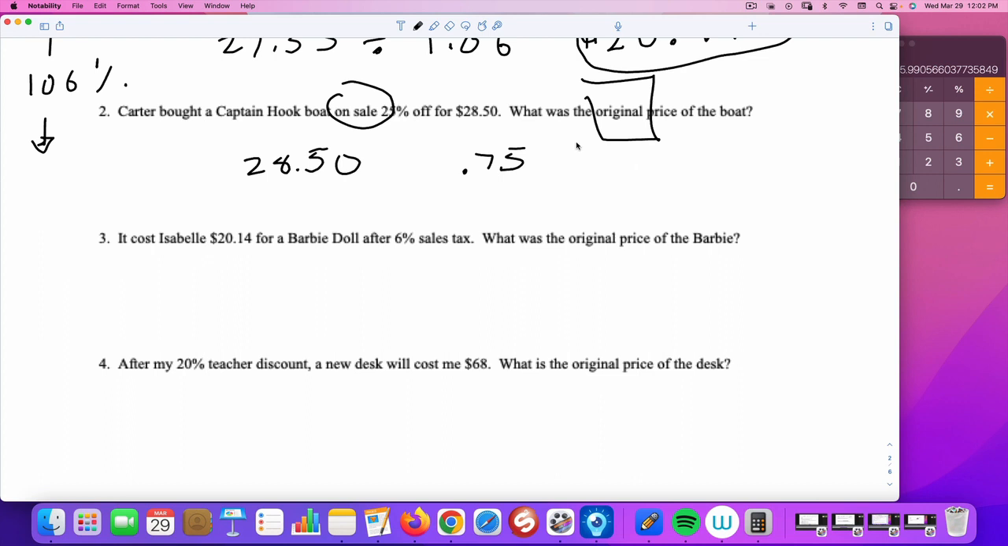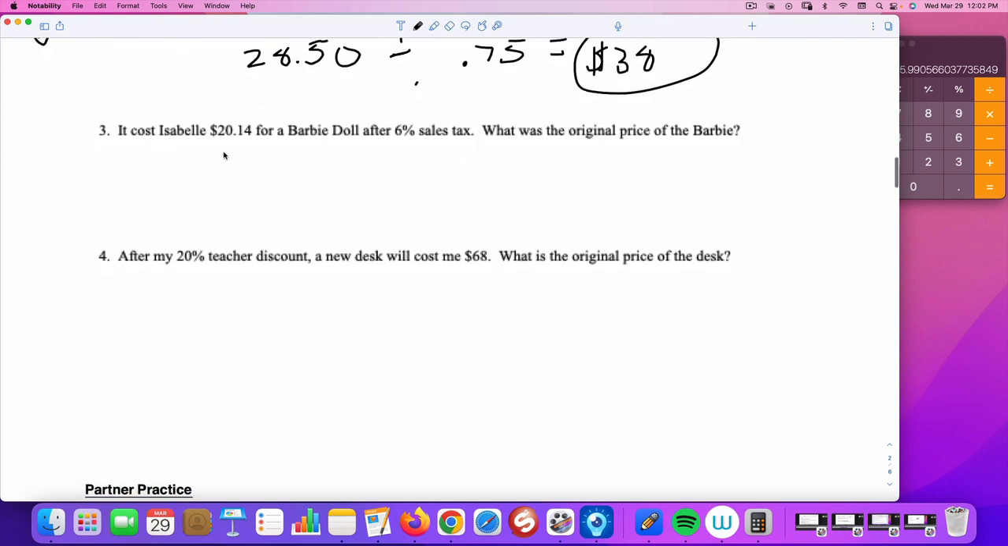Yeah, we're looking for the original. Go backwards, divide it. The moment you see the word original, you box it, underline it, put a star, and you're going to divide. 28.50 divided by 0.75 is what, Mason? 38. Great. The original price is 38. The new price was 28.50. It used to be more expensive, but the sale made it cheaper.